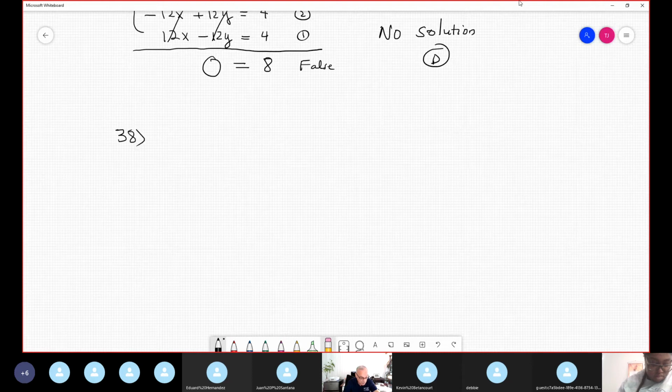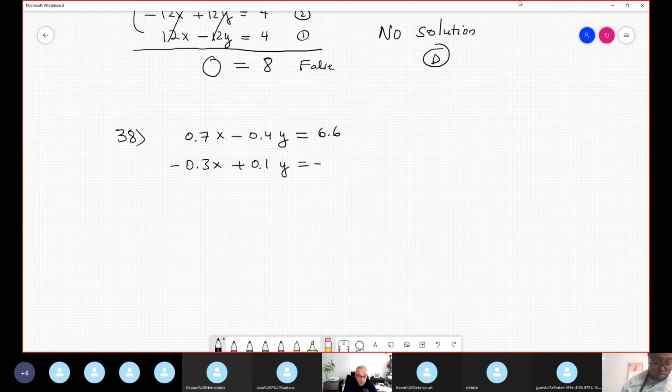38. Example 38 is the new thing, that we have the decimal. But let me explain how you manipulate. Minus 0.4y is equal 6.6. Negative 0.3x plus 0.1y equal minus 2.9. This is the system. The only complication, professor, was that the system contains decimal.